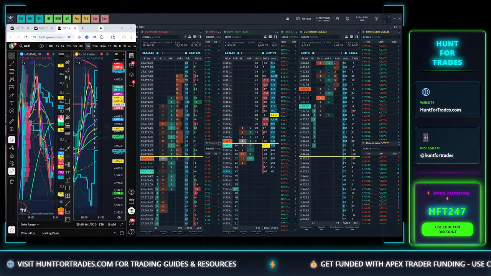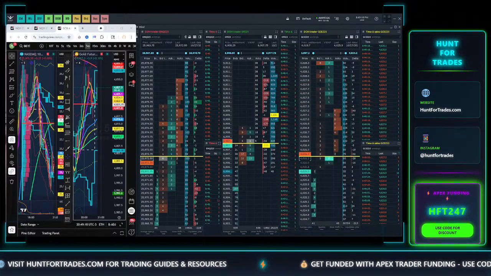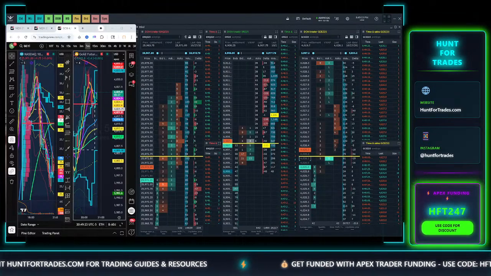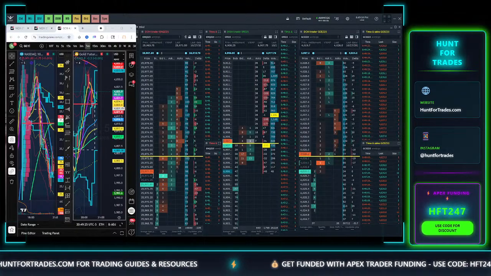Back over here to gold. Gold was the ripper. Didn't quite get to that pivot point though. Let's see any news or anything coming out. What's coming out for the day?